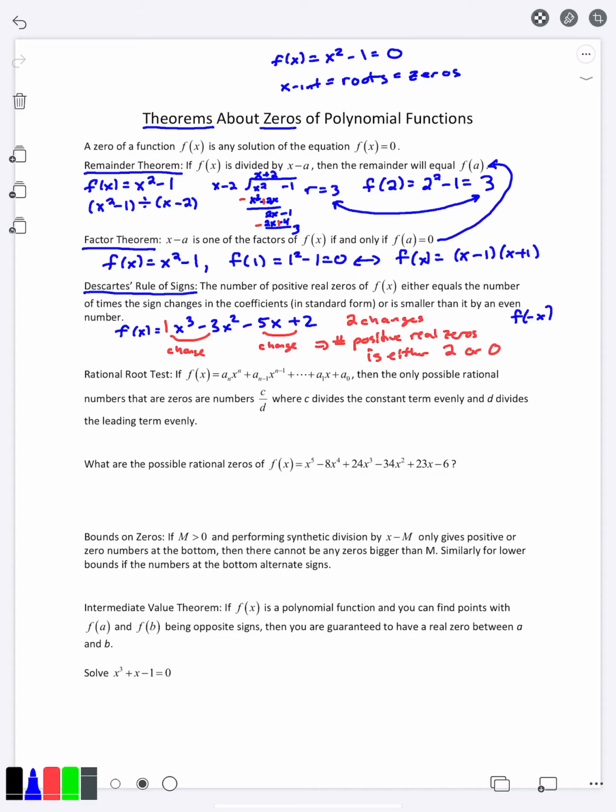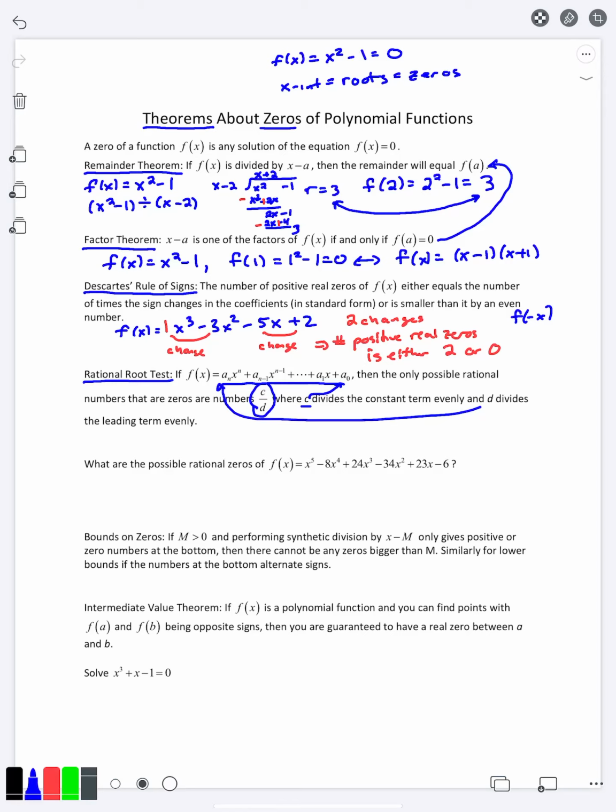With all that said, the next theorem here, this is the big one. This is the most important of all these theorems in this video. I call it the rational root test here. What it says is if you have any polynomial, and I labeled out the coefficients here for some high degree, then the only possible rational numbers that are zeros are fractions of the form c over d, where c goes into the constant term and d goes into the leading term.